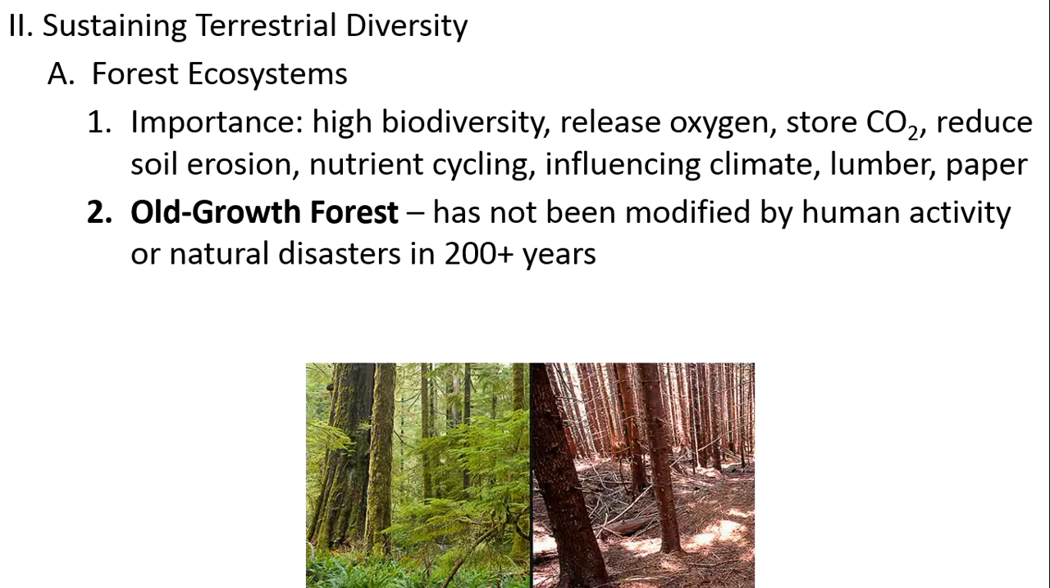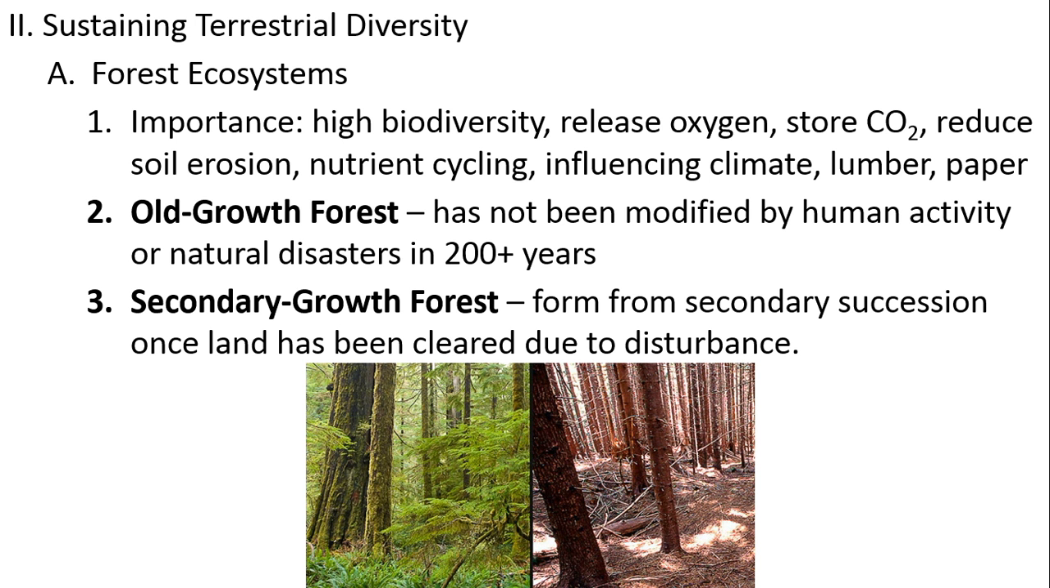Now, there are two general types of forests, and this is what we have been looking at in our lab, or are starting to look at in our forest plot analysis lab. The one forest that we are going to look at is an old growth forest. And this is a forest that has not been modified by human activity or natural disasters in the past 200 years. So this would be like our North Carolina plot. That is up in the Smoky Mountains. It's a protected forest. It has not been disturbed in quite some time.